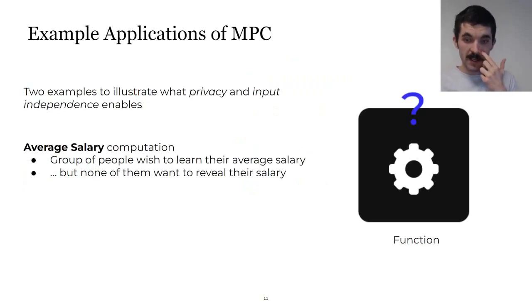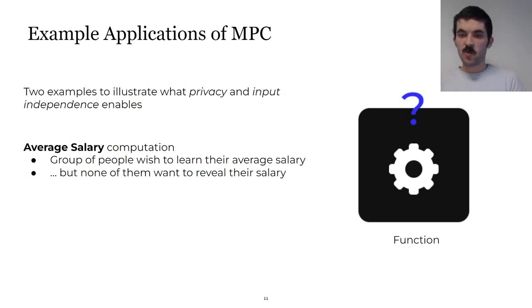Okay. So for the rest of the talk, I really just want to talk about two example applications of MPC, and I chose these two applications randomly, and they just so happen to illustrate both privacy and input independence in very nice ways. The first application I want to illustrate is an average salary. I think everybody can guess what this computation is going to do. It's a very simple computation.